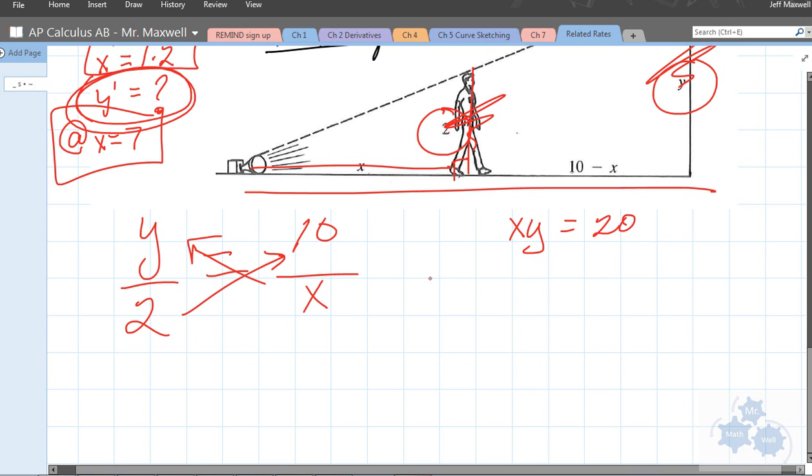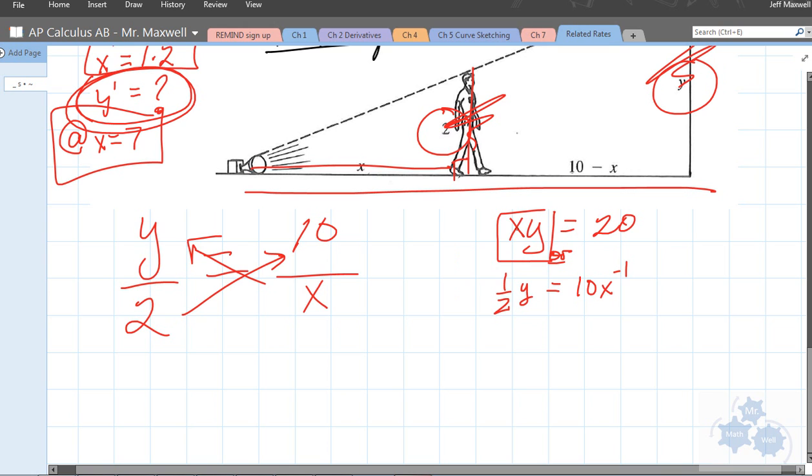Or you could write it as 1/2 y equals 10 times x to the negative 1. It's the same thing. This proportion could be written in a different way. If you take the derivative now, this side you're going to have to use product rule. Here you just have to use the power rule, really. So either one I think is going to be okay.